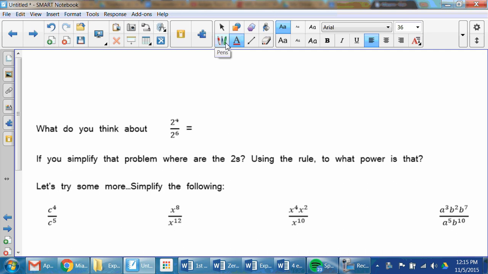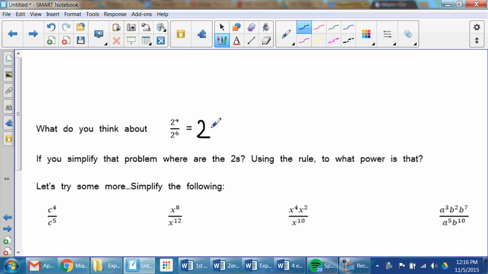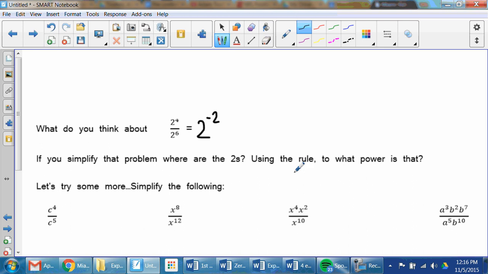Now, when we divide powers with like bases, we subtract our exponents. So I should be looking to subtract 2 to the 6th from 2 to the 4th. So I would get 2 to the negative 2 power. Now, it says if you simplify that problem, where are the 2's? Using the rule, what power is that?